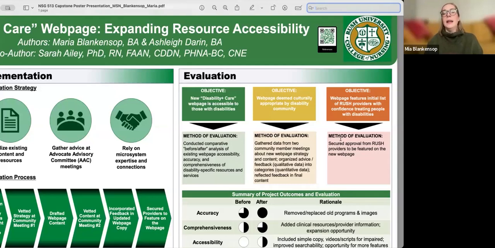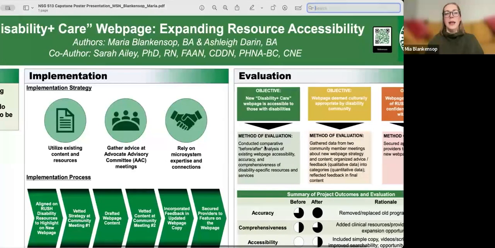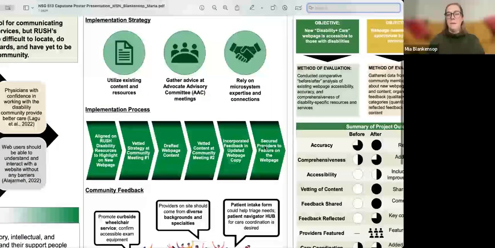And finally, and this came out directly from getting that validation, our third objective, based on feedback from the disability community, was to feature a starter list of Rush providers who have confidence treating people with disabilities. So those were our three objectives. And here's how we went about implementing it.